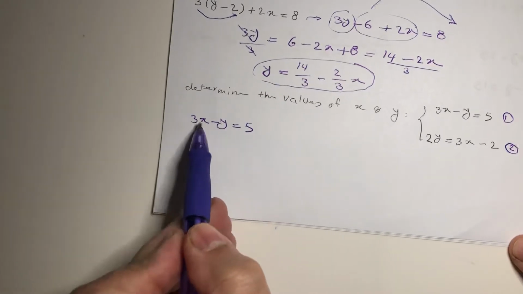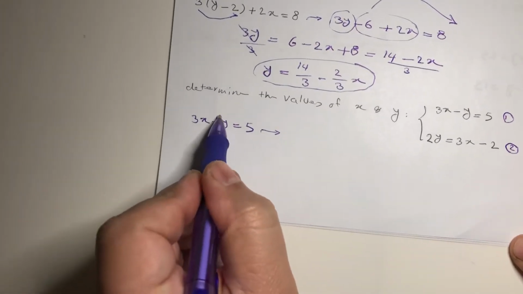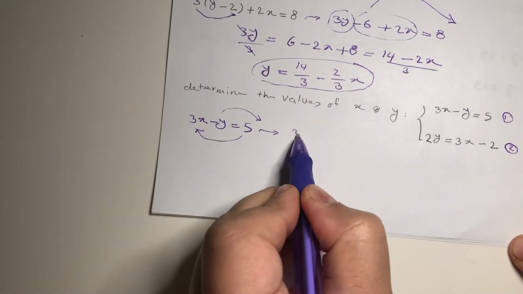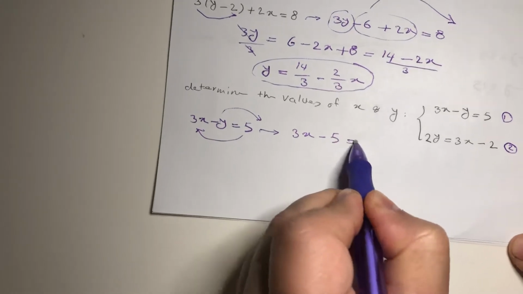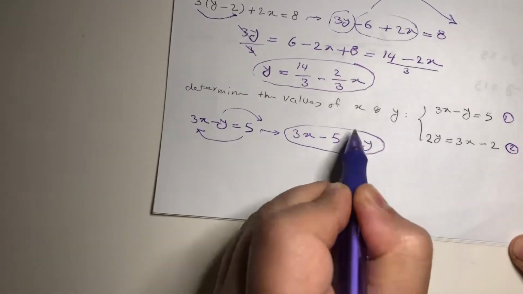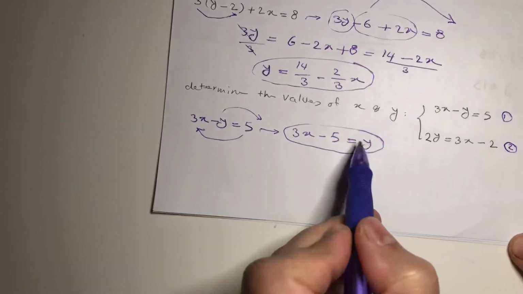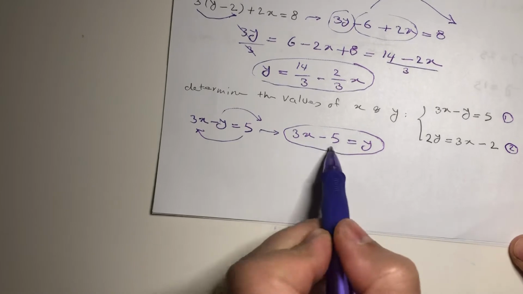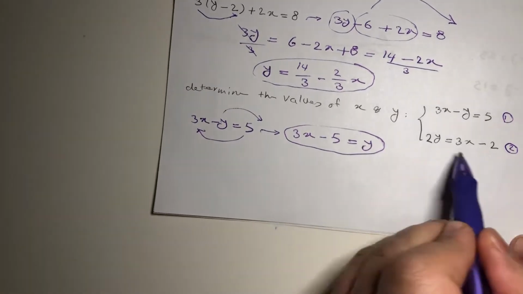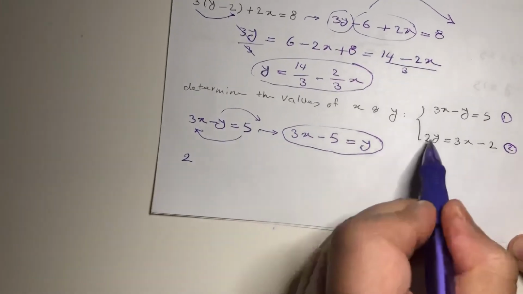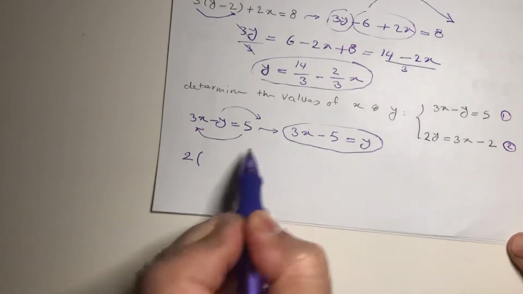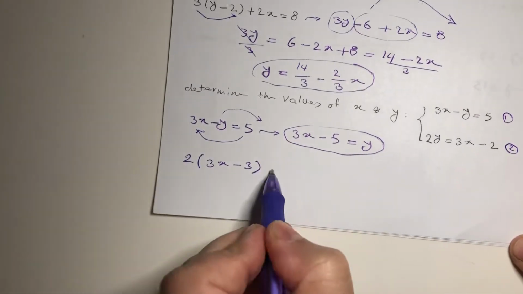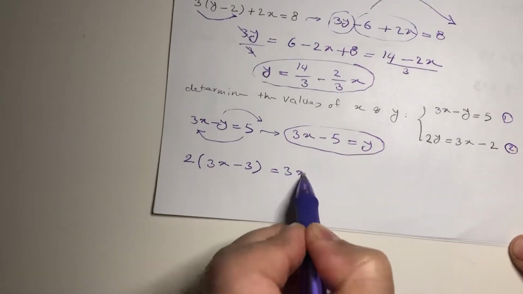I can find y in terms of x here. If I take y to the other side of the equation and 5 to this side of the equation, I will have 3x minus 5 equals y. So we found y in terms of x. Now we can replace y in the second equation, like 3x minus 5. Okay, second equation says 2y, that means 2 times 3x minus 5 equals 3x minus 2.